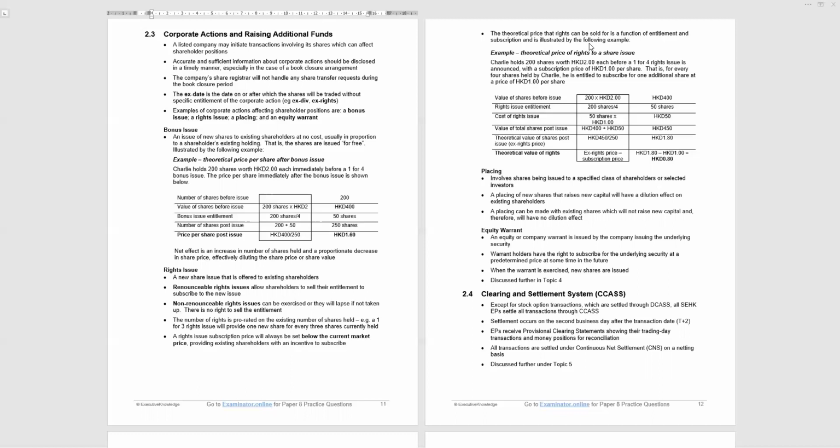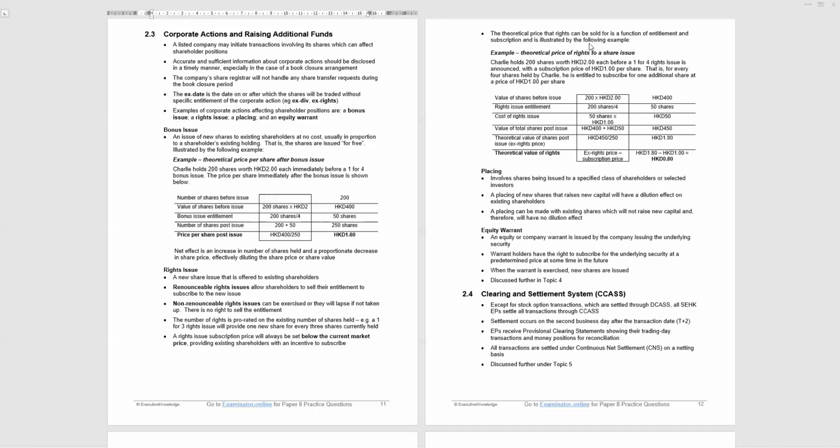Rights issue, similar to bonus issue, but you have to pay for the shares, and what you pay will always be below the market price. Otherwise, a rights issue would not fly. We've given you some summary notes on that.